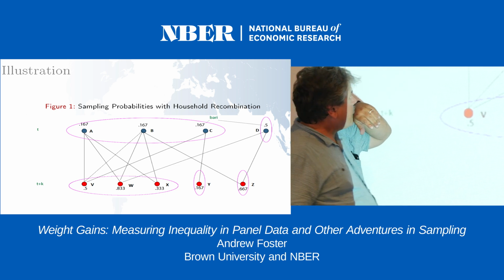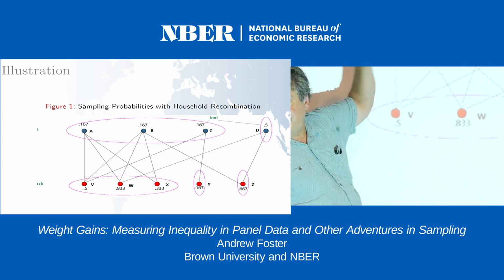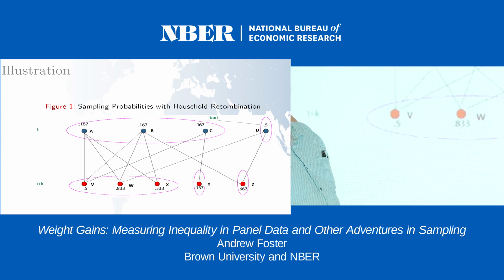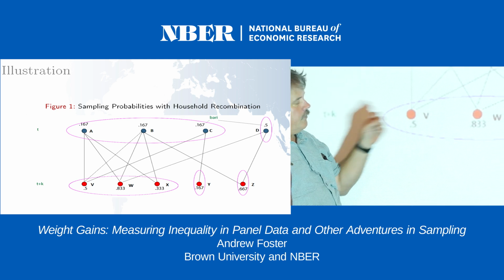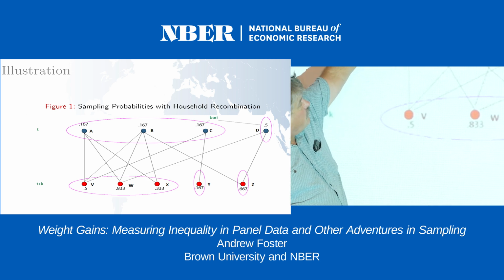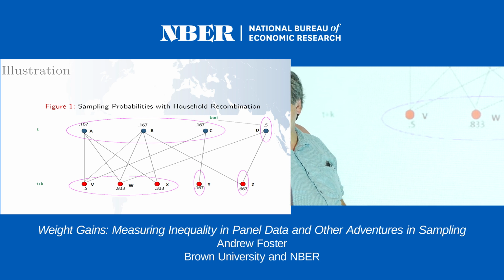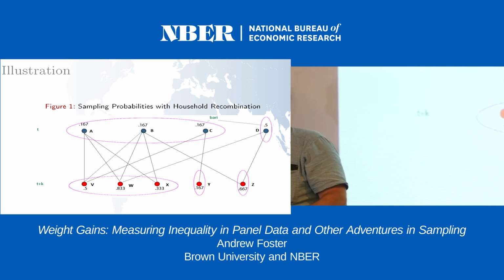The problem is that in a normal data set, you only picked one of these households. Let's say this guy, so you know 0.167. You follow that household and you end up with this household here. And you might be tempted to say, well, the probability of sampling this household is 0.167. But that would be wrong.